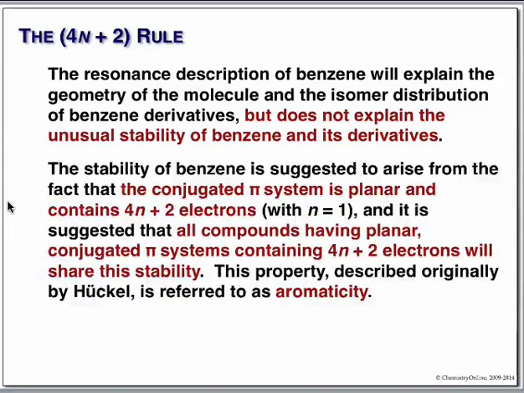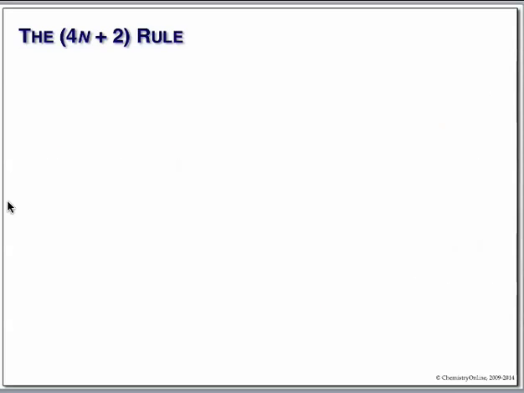Again, it must be a conjugated pi system. It must be planar. That pi system must contain 4n plus 2 electrons. If you do that, you wind up with an aromatic system that's very stable. If you have all the criteria met, except the Huckel number, so you have the wrong number of electrons, that's exceptionally unstable, and that's actually referred to as anti-aromatic. So let's just look at some examples.